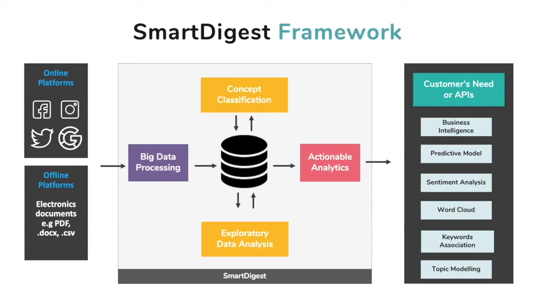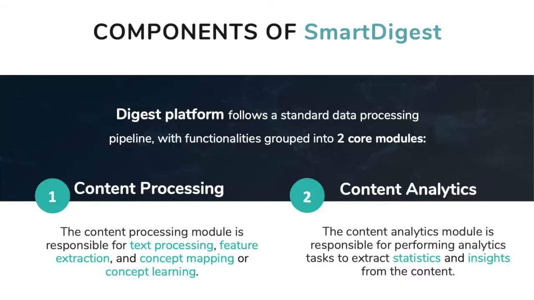And another one, exploratory data analysis or EDA. This one allows us to expose trends, patterns, and find hidden relationships between text. And after processing the data, we can perform the analytics as the customer needs. So you perhaps noticed from the previous slide that the solution consists of two main components, which are content processing and content analytics.